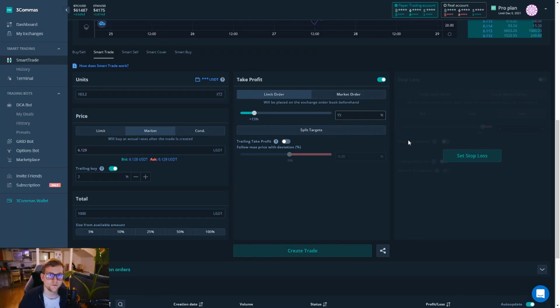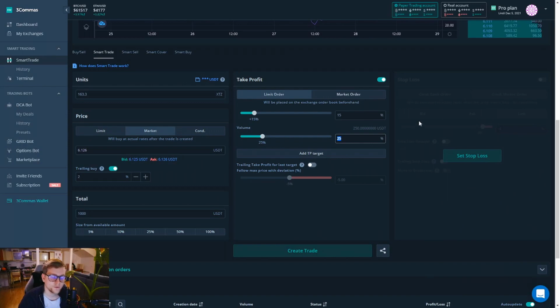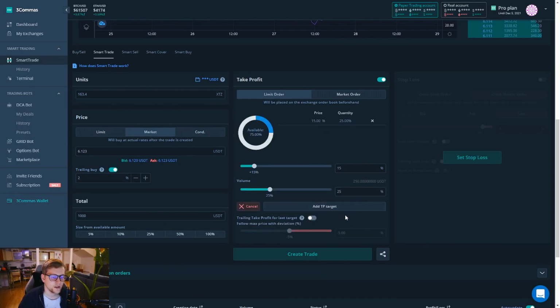You can split the profits maximum 4 times. For example, if my take profit is 15%, I can choose the other take profit percentages as well. For example, I can put that 25% of my trade will be take profit in 15%. And now if I select another take profit target, as you can see in here, I have a pie chart and I have available 75% to make the other profits.